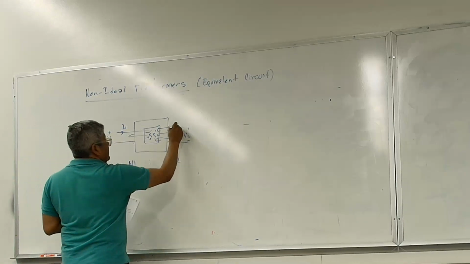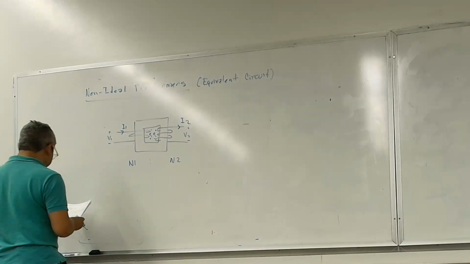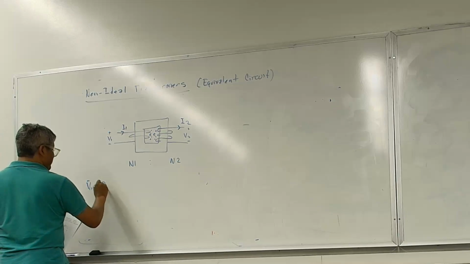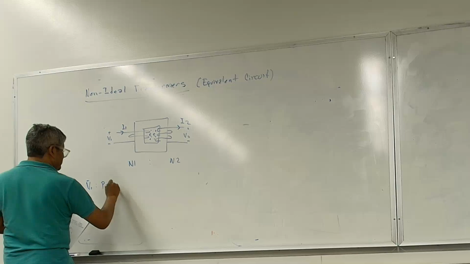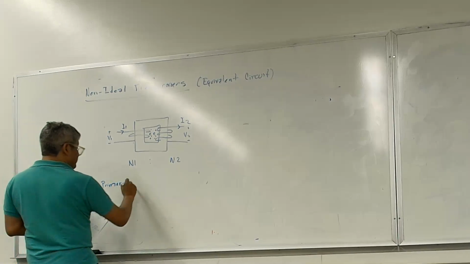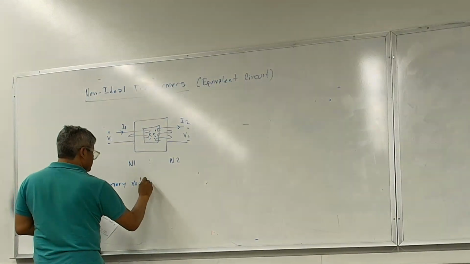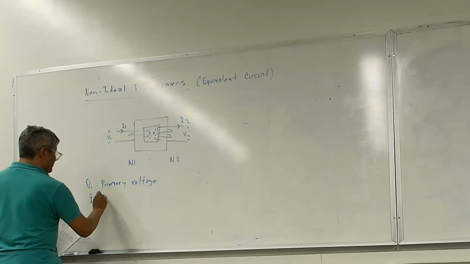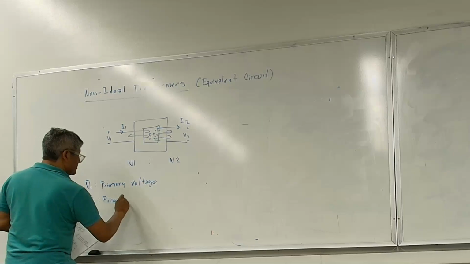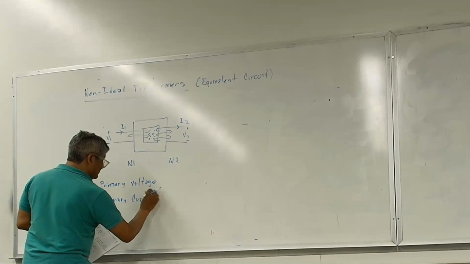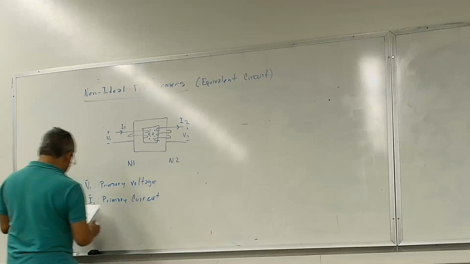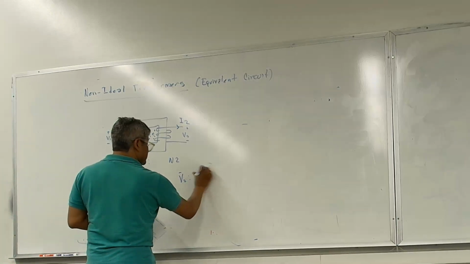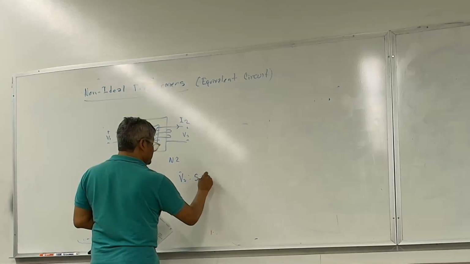I1 and I2. So V1, again, phasor, is primary voltage. I1 of course is primary current. We'll talk about this already with the ideal transformer current. V2 is secondary voltage.